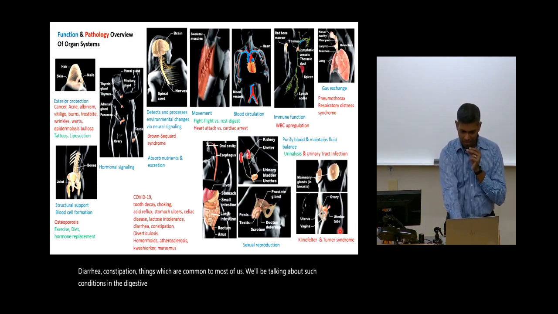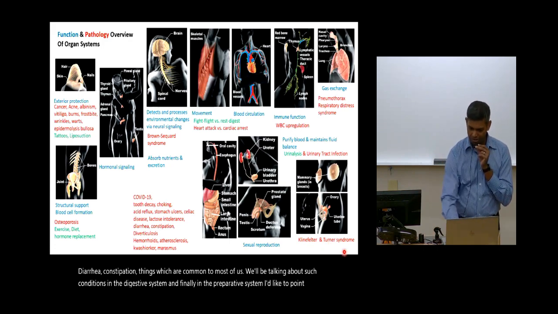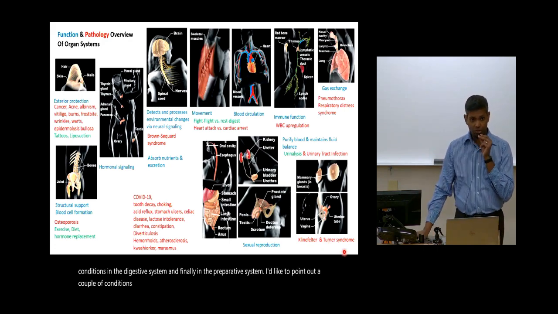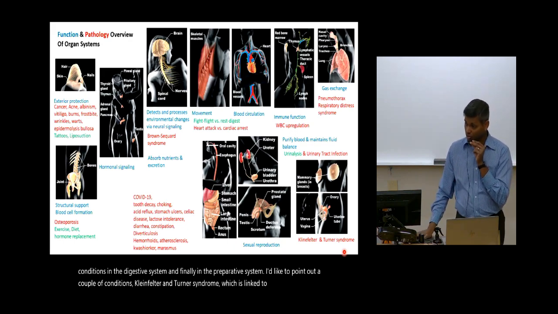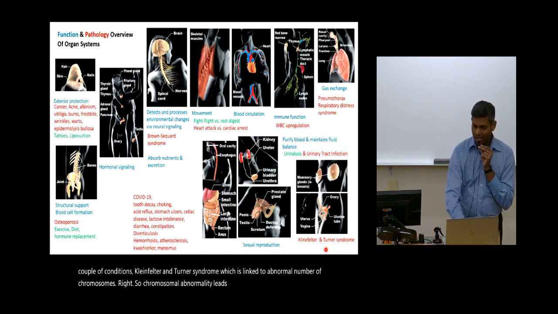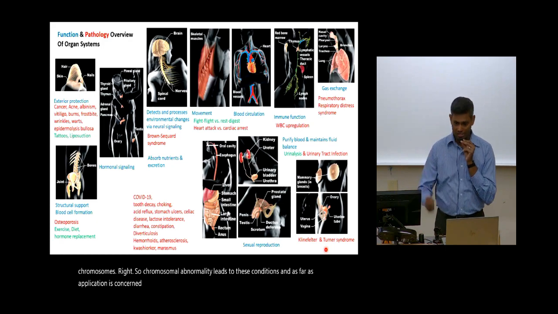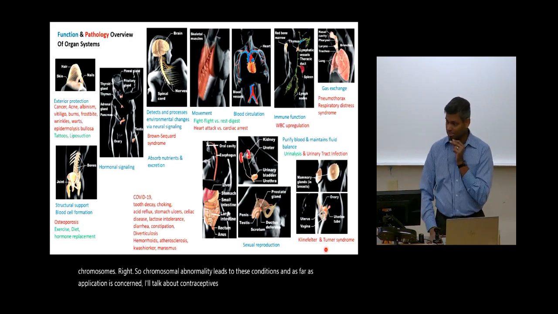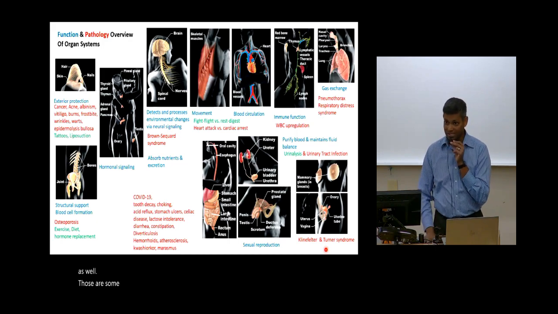And finally, in the reproductive system, I'd like to point out a couple of conditions, Klinefelter and Turner syndrome, which is linked to abnormal number of chromosomes, right? So chromosomal abnormality leads to these conditions. And as far as application is concerned, I'll talk about contraceptives and how the birthing process takes place as well, right? So those are some applications we'll consider.